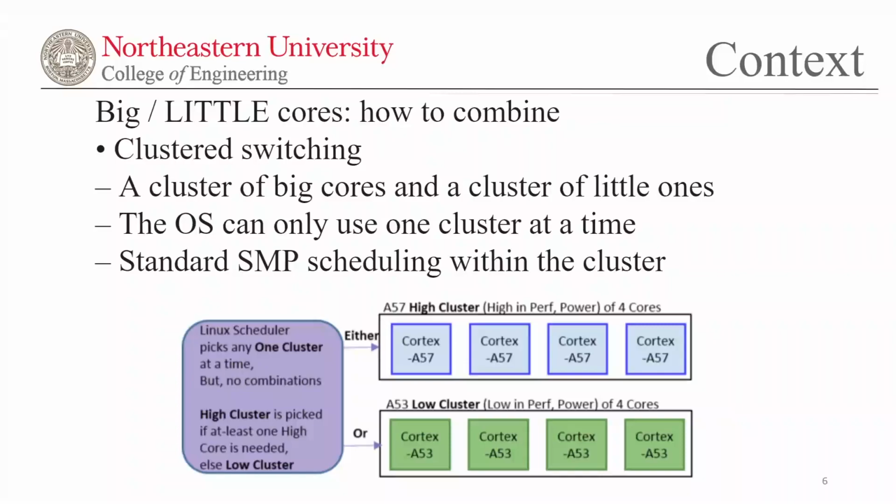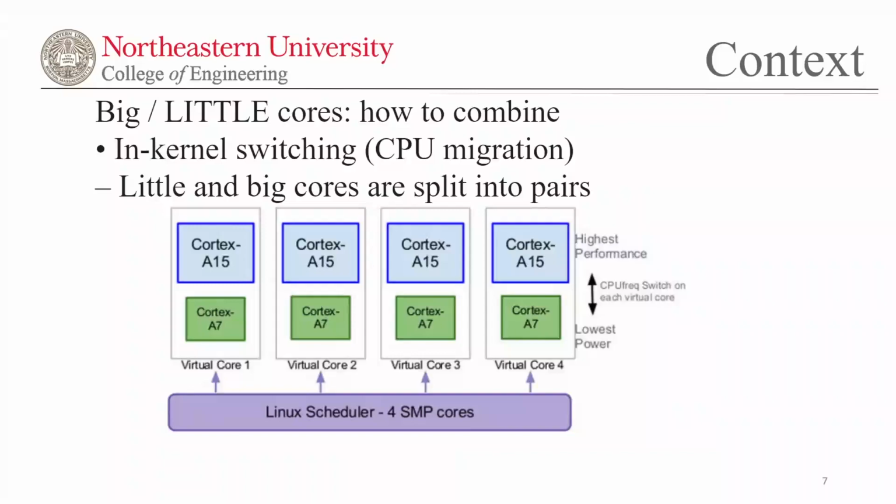So this cluster switching is not a good choice for the big.LITTLE architecture. And after that, there is another way of switching, the in-kernel switching. In IKS, little and big cores are split into pairs. The operating system will detect the performance and the consumption required by the program during the running of the process in order to allocate an appropriate core according to the needs of the process.